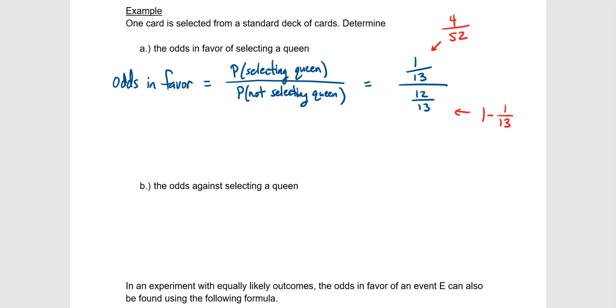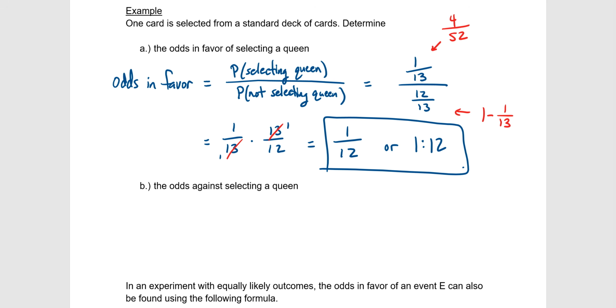Or you can think of it as there's 48 other cards, 48 over 52, which simplifies to 12 over 13. So we went through and did keep, change, flip here. We kept the first one the same, changed to multiplication, reciprocated the second one, and canceled those common factors of 13. We get 1 times 1 is 1, and 1 times 12 is 12. So this is going to be 1 over 12, or 1 to 12. So these are the odds in favor of.